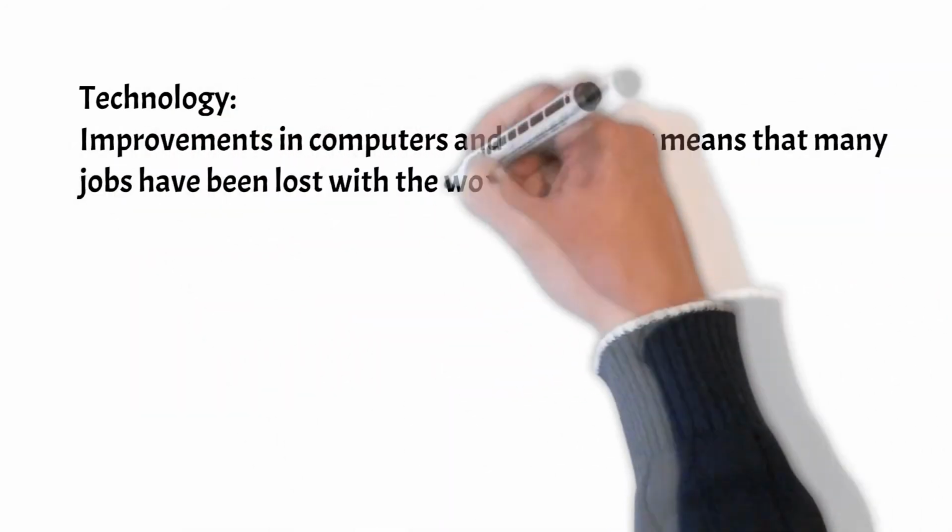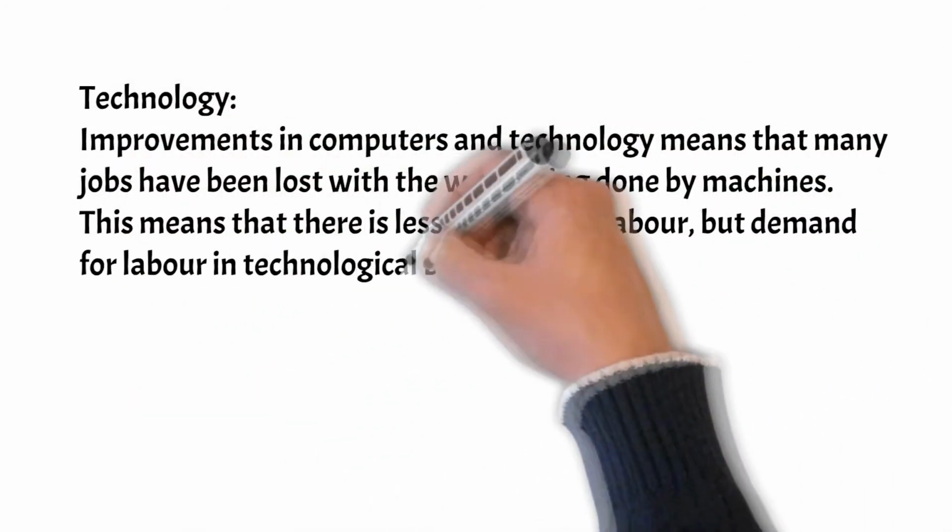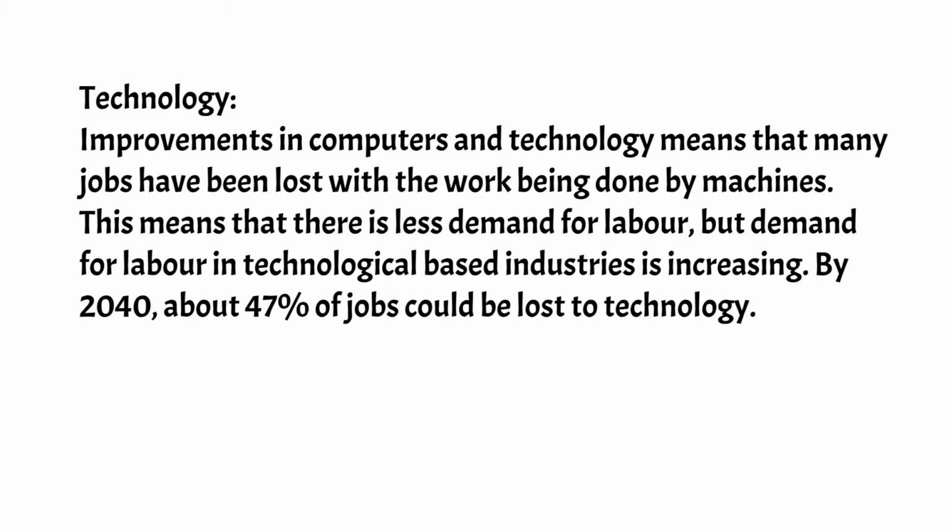5. Technology. Improvements in computers and technology mean that many jobs have been lost with the work being done by machines. This means that there is less demand for labor, but demand for labor in technological-based industries is increasing. By 2040, about 47% of jobs could be lost to technology.